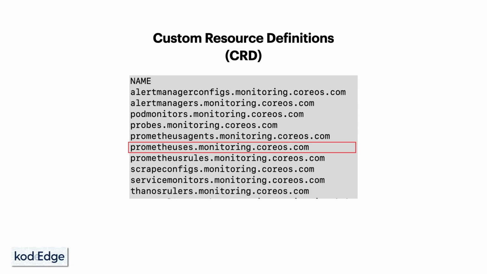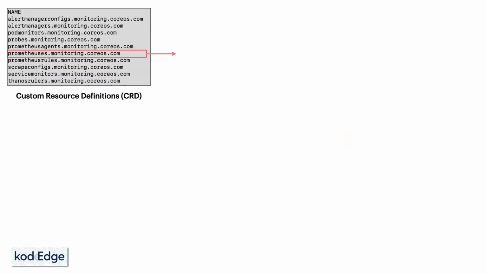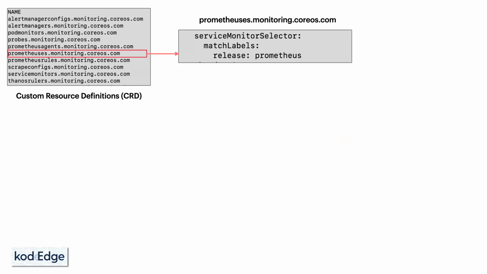And these are the CRDs. Initially I told that we need to see this CRD later on, right? So in these CRDs, this one is the important CRD. And this CRD contains the configuration that is related to the service monitoring selector. So let me open the terminal.